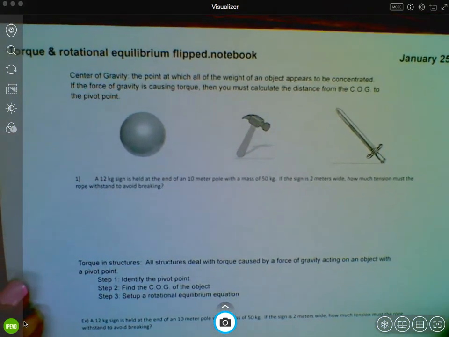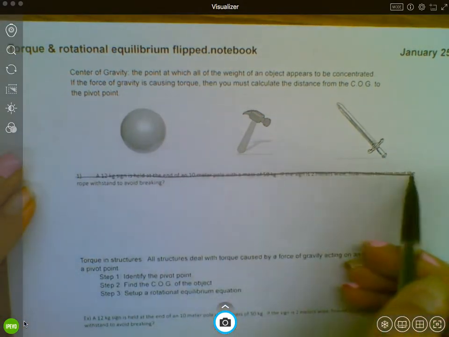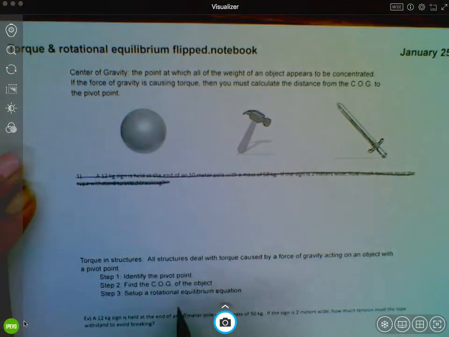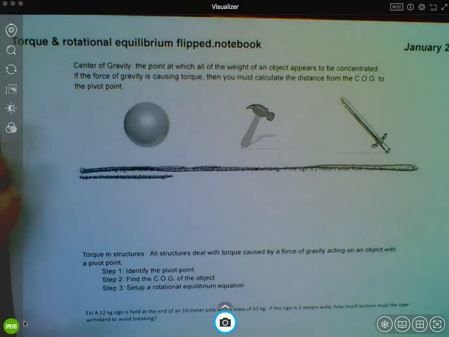Something to note really quickly before we continue. And actually, I'm going to have you cross this example out. It's actually a double. It's down here. It just got typed twice. I'm not sure why. Okay, so just get rid of that.